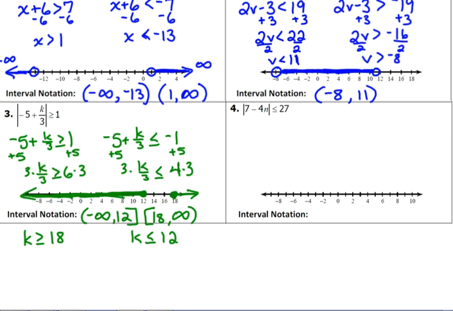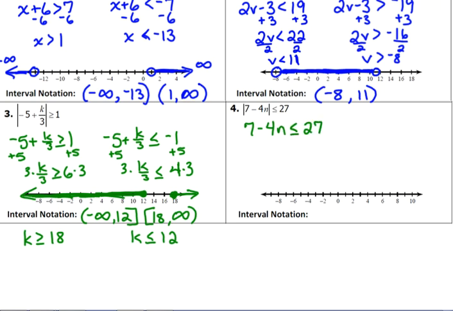So if we plug in 0 for k, 0 divided by 3 is 0, negative 5 plus 0 is negative 5. The absolute value of negative 5 is positive 5. It's positive 5 greater than or equal to 1. Yes. So that means that we shaded in the right direction there. You could also check something to the right of 18, but if that one's right, then the other one's probably right. All right, let's look at number 4. Number 4 is going to remind us of something we have to remember with inequalities.